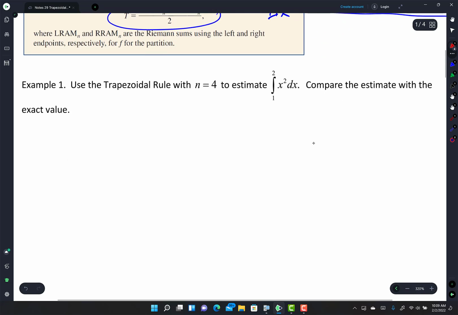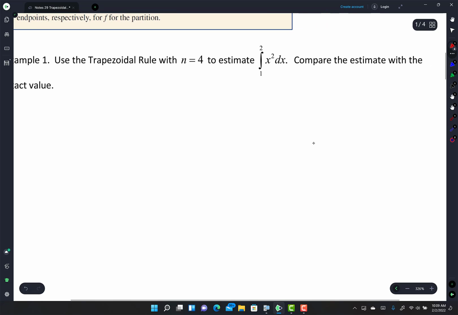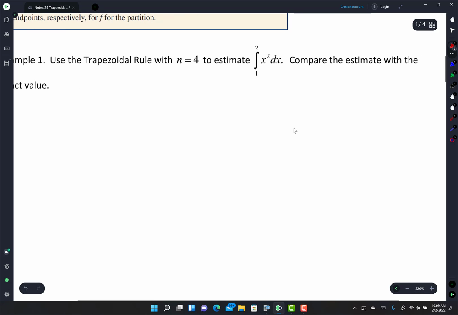All right, so let's see. Let's just use it. It says use the trapezoidal rule with n equals 4 to estimate the area under the curve from 1 to 2 of x squared. Compare the estimate with the exact value. Oh man, we haven't talked about exact values. Darn it.